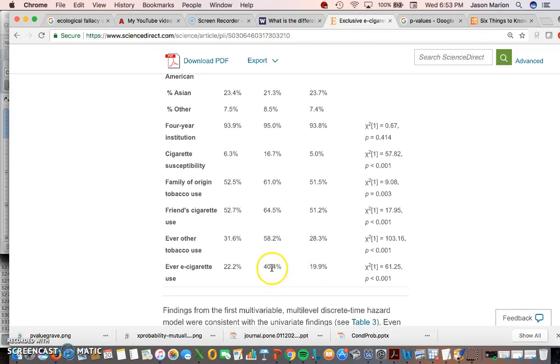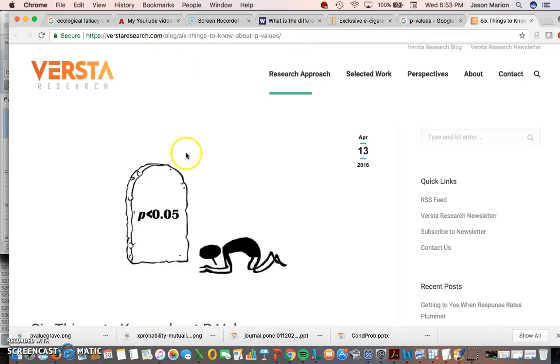And then lastly, the crux of their study: 22.2% of the whole population had ever used e-cigarettes. But when you look at people who started smoking during this 1.5-year follow-up, 40% of them had used e-cigarettes before, versus 19.9% in the population that didn't start. So nearly double. And by chi-square test here, the x squared stands for the Greek letter chi squared, we see the p-value is less than 0.001, which is clearly below 0.05, which in fact means that we're more than 99.9% certain that there is a significant effect, or at least a significant association, between e-cigarette use and initiating tobacco smoke.